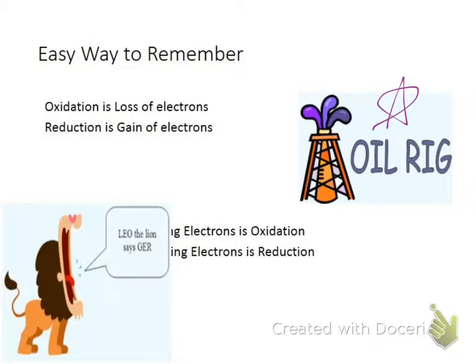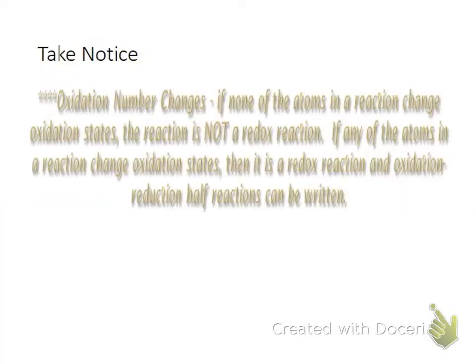The other one, which other people use, I just don't use that one as much, is LEO the lion says GER. Excuse me, this is supposed to say losing. I covered it up accidentally. Losing electrons is oxidation. Gaining electrons is reduction. I learned it as OIL RIG, so that's what I'll use, but you can use the lion one if you like lions. That's to help you remember which is which. If you get confused, remember OIL RIG. Oxidation is loss of electrons. Reduction is gain. Couple more definitions, and that is going to be it.